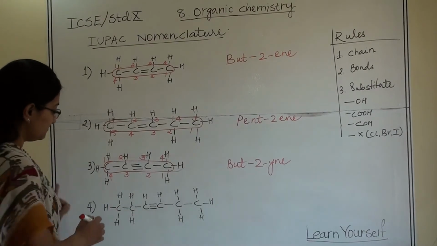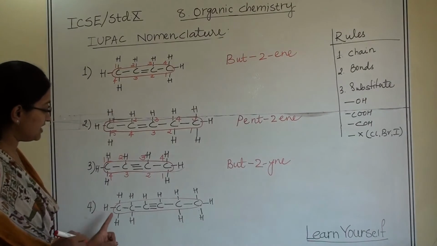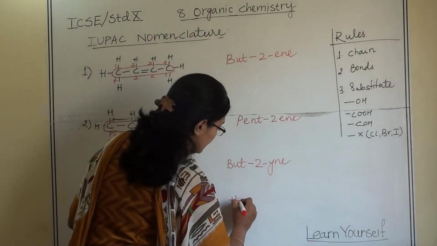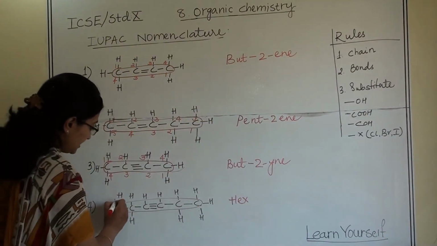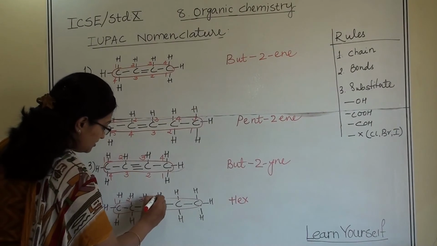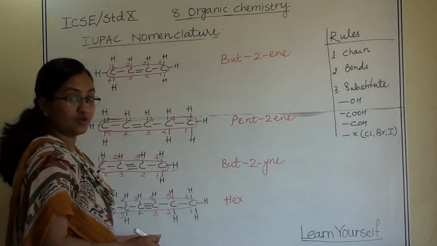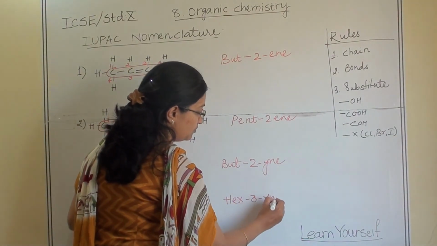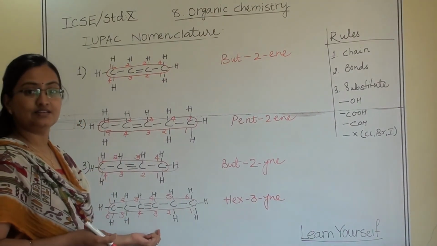Let us understand the next one. Identify the chain. This is our chain. How many carbon atoms are there? 6 carbon atoms. So it will be hex. And let us give the numbering 1, 2, 3, 4, 5, 6. So hex-3-yne, hexyne, and the triple bond is at the third position.